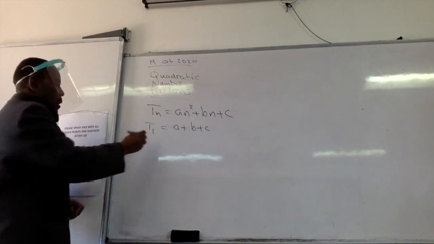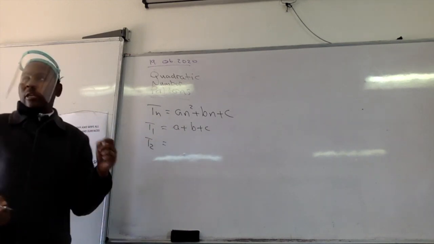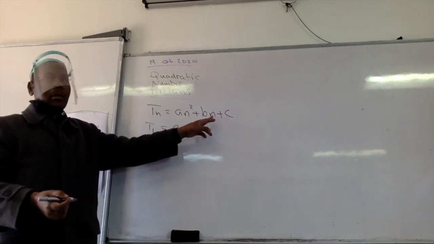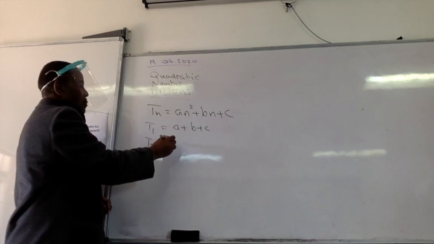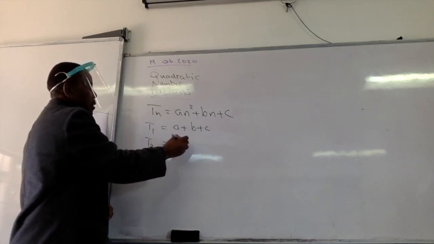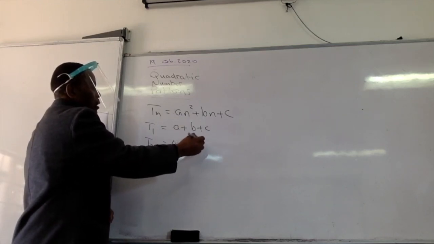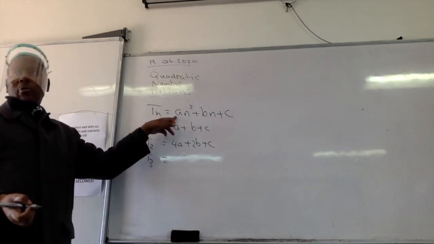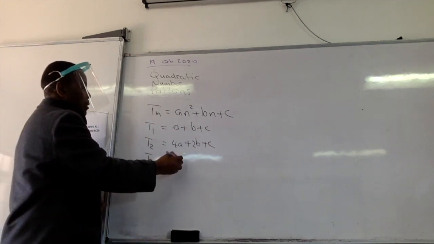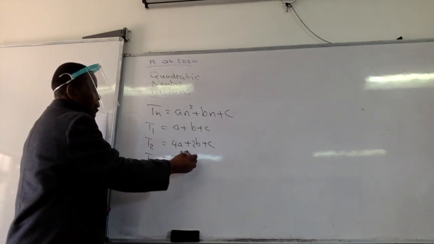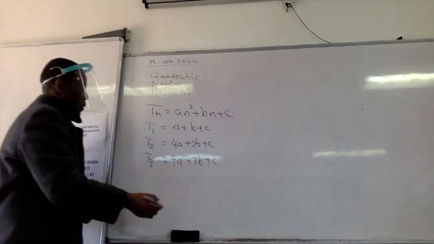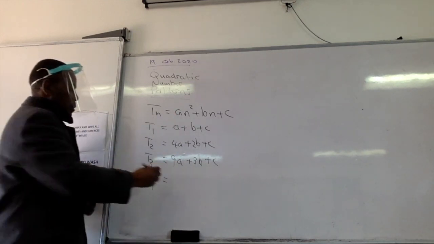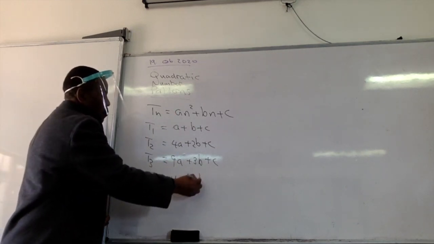So I get that. But if I put n equal to 2, in order to get the second term, so now n is equal to 2, so this will be 2 squared, and that will be 2b. So this becomes 4a plus 2b plus c. If I want T3, I need to put n equal to 3. 3 squared is 9. So you see why this is 9a, and that one is 3b, and that one is c. Let's do the last one, T4. I put n equal to 4. That will give us 16a plus 4b plus c.